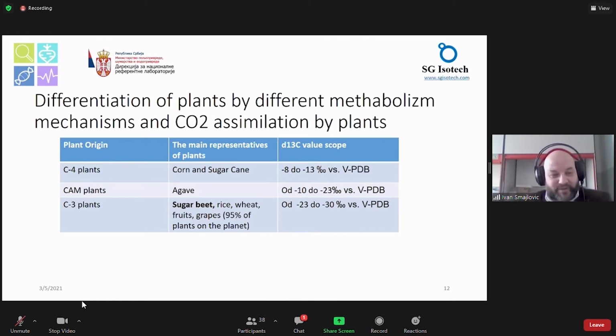So who are the main representatives of C4 and C3 and CAM plants? As you can see here in the slide, corn and sugarcane are the main representatives of C4 plants. They are coming from tropical locations. And also not just them. You have sorghum, for example, in Asia. You have palm tree, also a C4 plant.